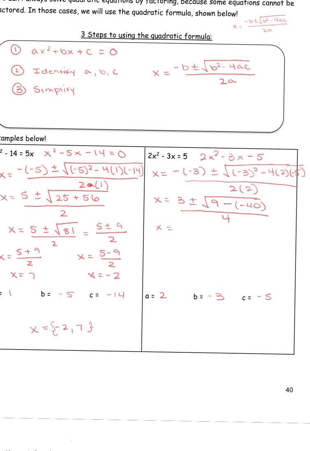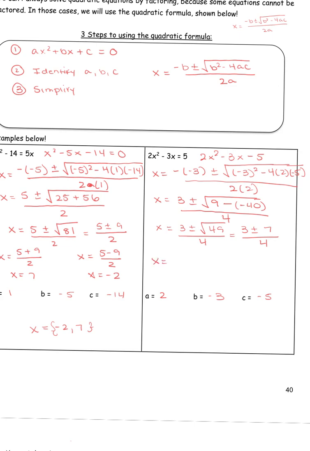Now going through and simplifying again, we have 3 plus or minus 9 minus a negative 40, which becomes 9 plus 40, which gives us the square root of 49, and gives us 4. Simplifying it more, we have 3 plus or minus 7 divided by 4. All right, so again, looking at the plus or minus, that's what gives us our two solutions.